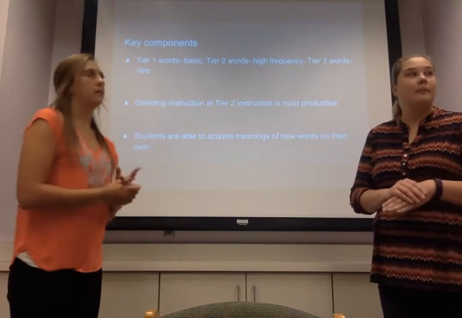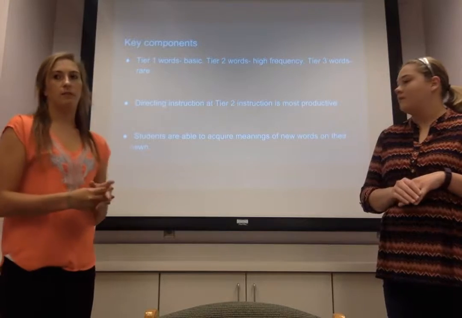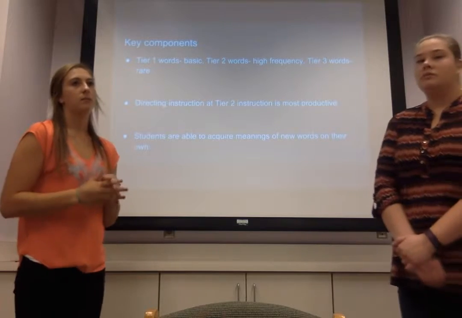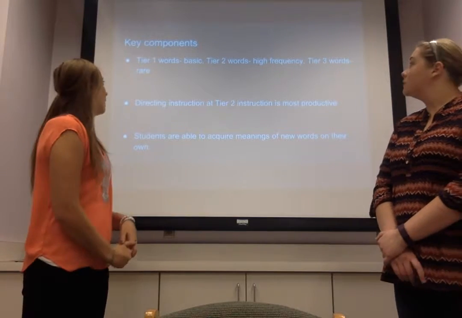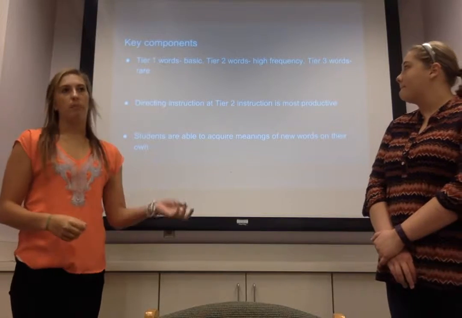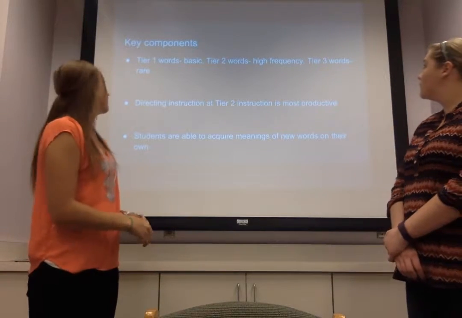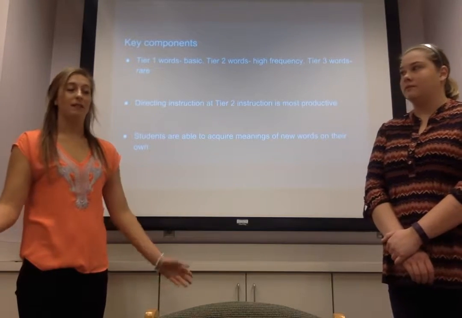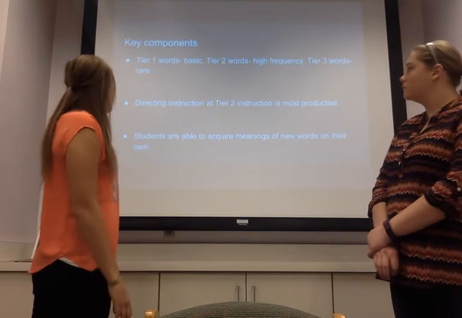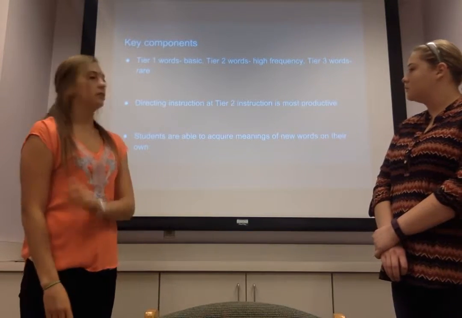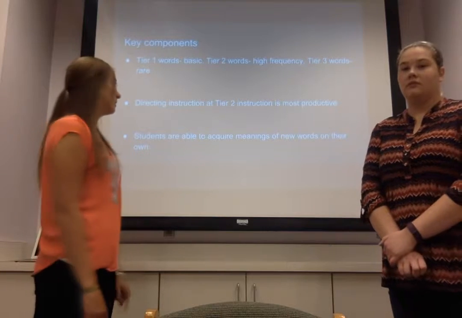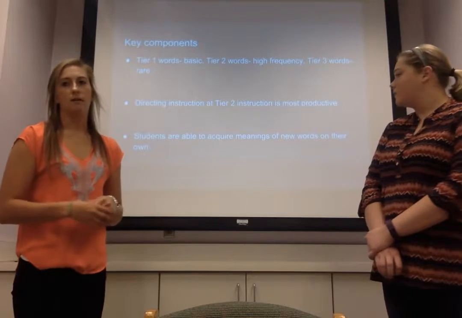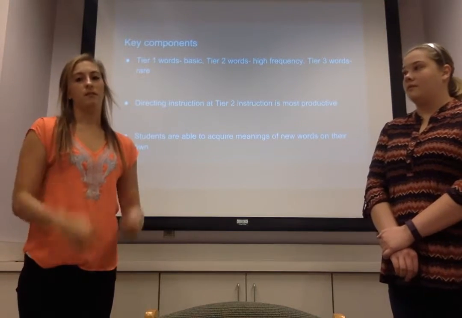Some key components. The strategy is really focused towards tier 2 words because those are the high frequency words that a lot of kids come across very often. Tier 1 words are more basic, like bed, run, and tier 3 words are rare words that students may come across. So peninsula, for example, would be a tier 3 word. Like I said, directing instruction at tier 2 words is most important and productive. And then students are able to acquire meanings of new words on their own, which is a great positive of this strategy.